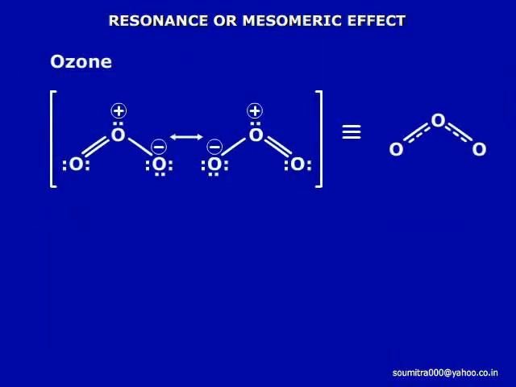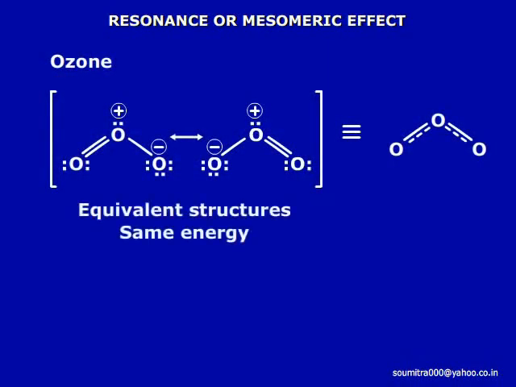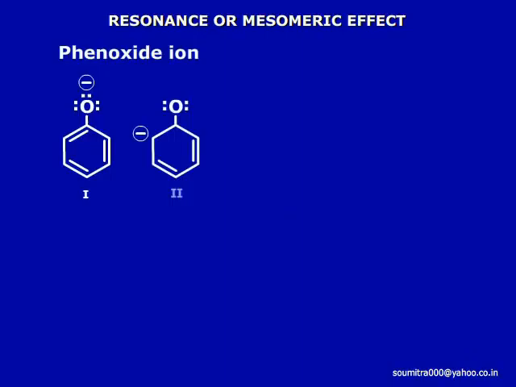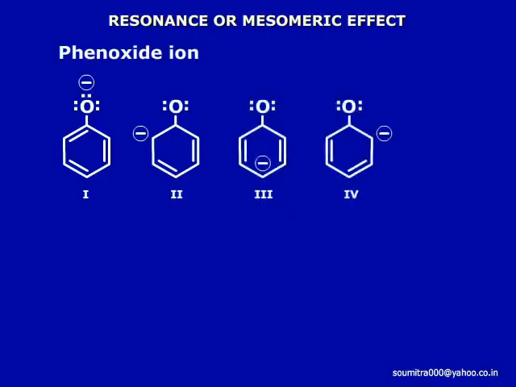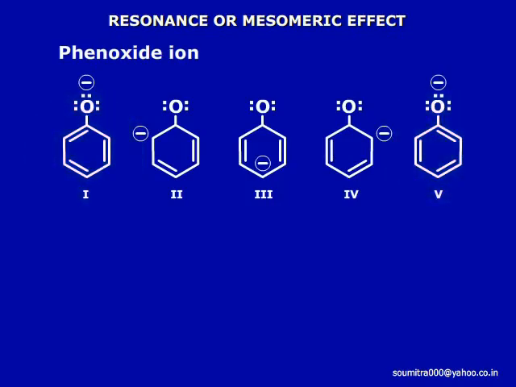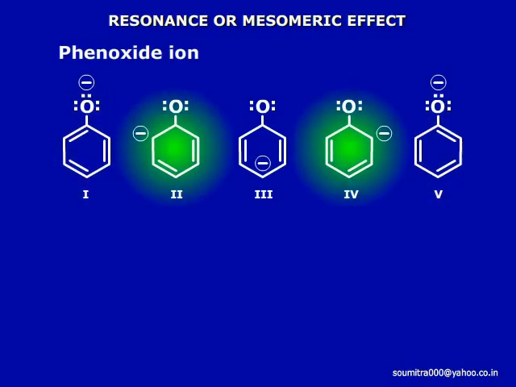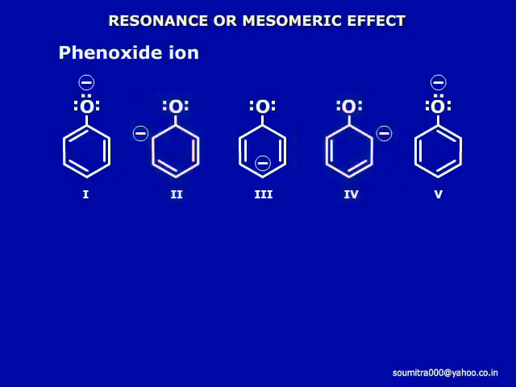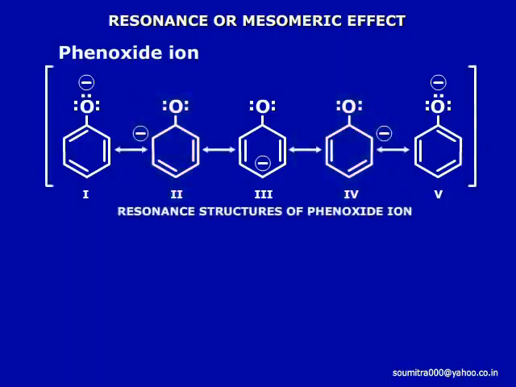Now, in the case of ozone, the 2 resonance structures are equivalent with the same energy. In the following example, the resonance structures of phenoxide ion are shown. Structure 1 and 5 are equivalent structures. Structure 2 and 4 are also equivalent structures. But all of them together are not equivalent.